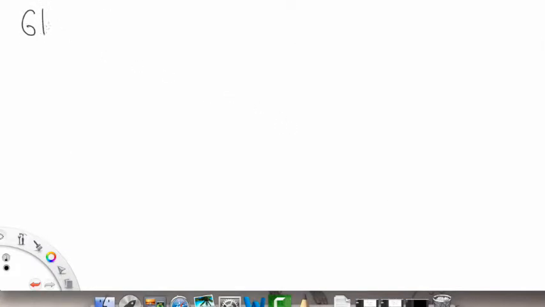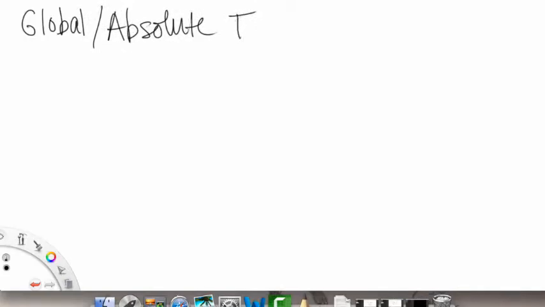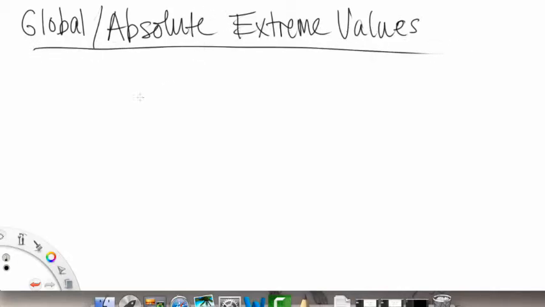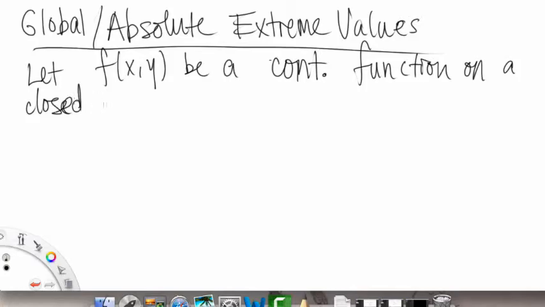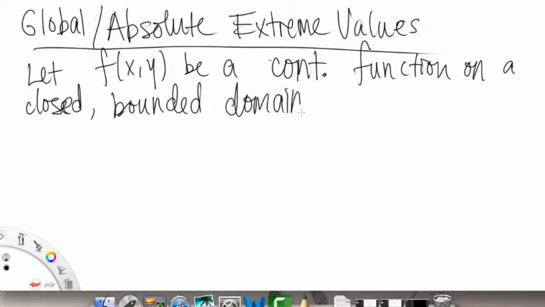Now we're going to go over a little bit of global, also known as absolute, extreme values. Extreme values just means maximum or minimum values. We're going to let f(x, y) be a continuous function on a closed, and this is important, closed meaning it includes endpoints, bounded, so it has a boundary and doesn't go on forever in any direction, domain D.